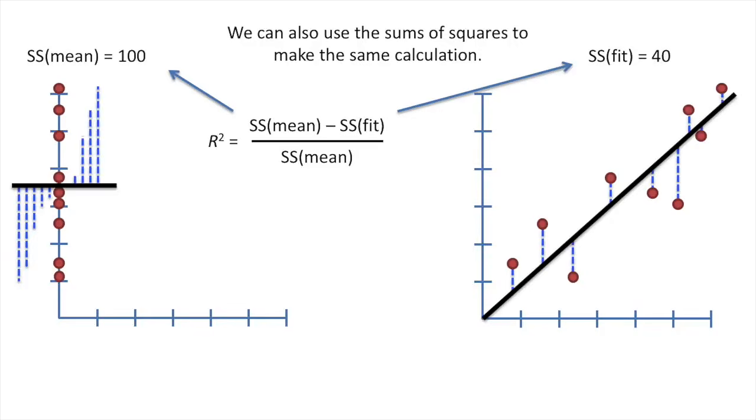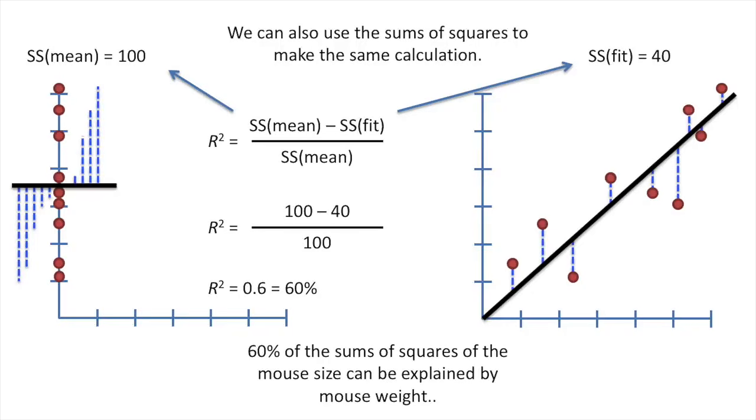In this case, the sum of squares around the mean equals 100, and the sum of squares around the fit equals 40. Plugging those numbers into the equation gives us the same value we had before. R squared equals 0.6, which equals 60%. 60% of the sums of squares of the mouse size can be explained by mouse weight.